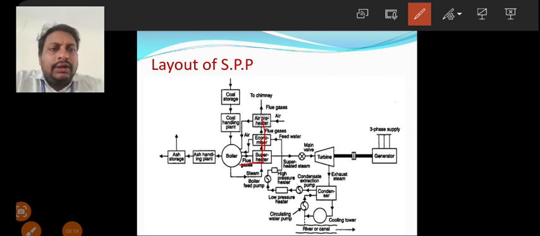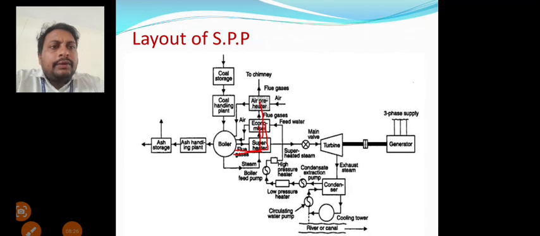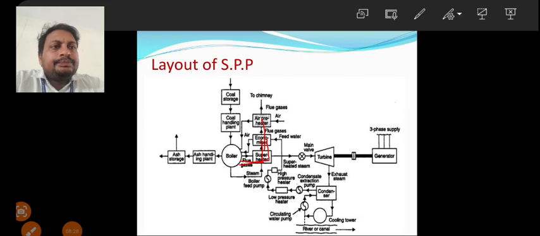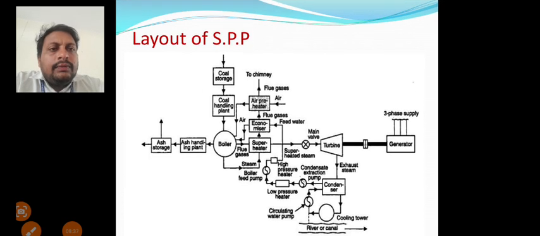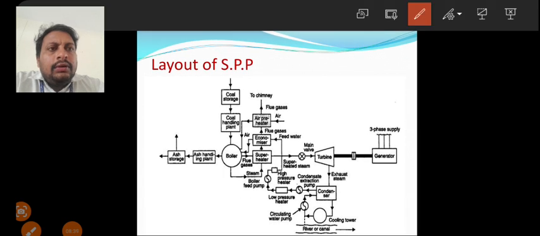So from the boiler, the flue gases will pass through the superheater, economizer and air preheater. I am repeating: the flue gases pass through the superheater, then we have an economizer, then we have an air preheater.